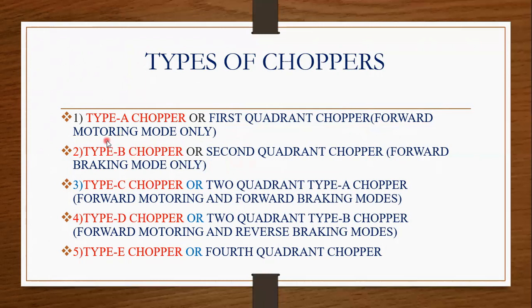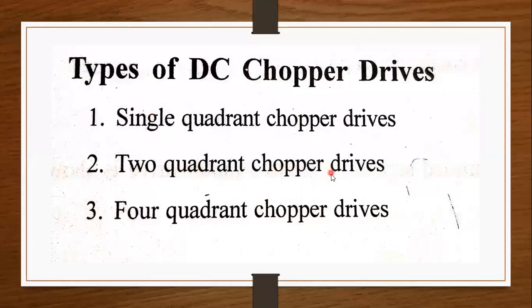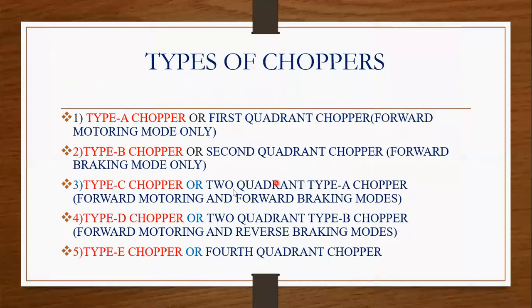Then type C chopper is also called a two quadrant type A chopper. Understood? These are also called forward motoring mode and forward braking mode, two quadrant operations. This comes under two quadrant chopper drives. The type C chopper, or two quadrant type A chopper, operates in forward motoring mode and forward braking mode.